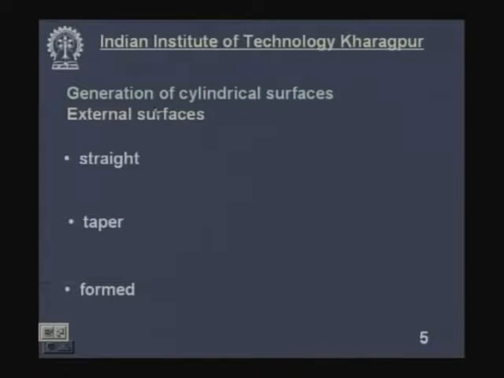Now, see the generation of a cylindrical surface. A cylindrical surface can be straight, taper, or formed. Let us say a straight surface. You take a point, say here. Now, you rotate this point about an axis. Just imagine an axis, and about this axis the point is rotated to form a circle, a circular path. This is showing elliptical because I am showing it in 2D. So this is the generatrix, a ring-like circle.